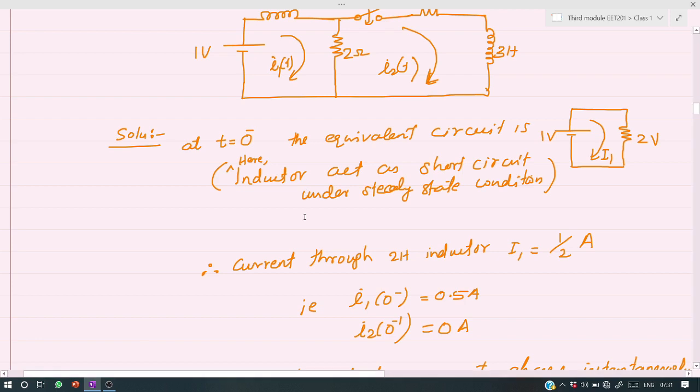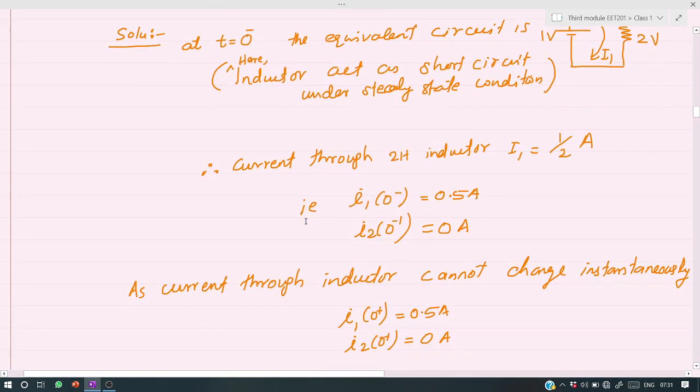As we know, immediately after the switch is getting closed, that is at t equal to 0 plus, current through an inductor cannot change instantaneously. Therefore, I1 of 0 plus will retain as I1 of 0 minus, that is 0.5 ampere, and similarly I2 of 0 plus becomes 0 ampere, that is I2 of 0 minus.